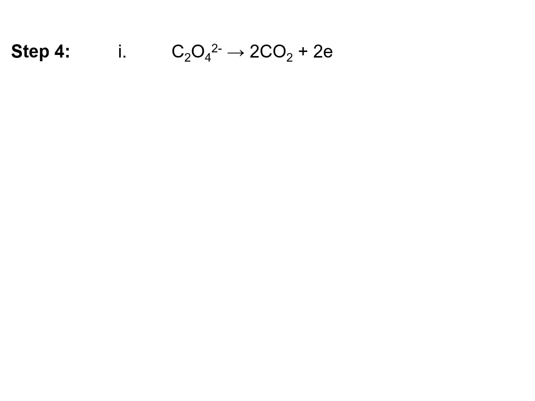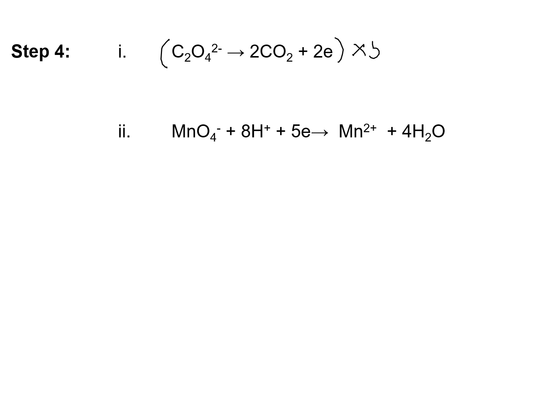Step yang keempat, you kena balancekan total number of electrons di equation pertama dan kedua. Equation pertama ada 2 elektron, equation yang kedua ada 5 elektron. Macam mana nak balancekan the number of electrons kedua-dua equation ni? Makanya equation yang pertama you kalikan dengan 5. Equation yang kedua you kalikan dengan 2 supaya mereka ada number elektron yang sama.